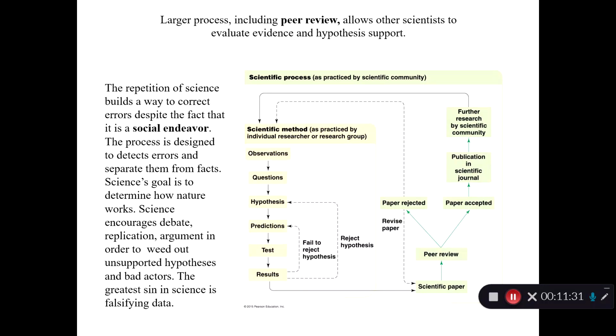So one piece that the scientific community uses to weed these kind of bad actors out is through what's called peer review. And this is not just the sciences, right? Other disciplines also have this peer review process through which results are communicated to others in the field.